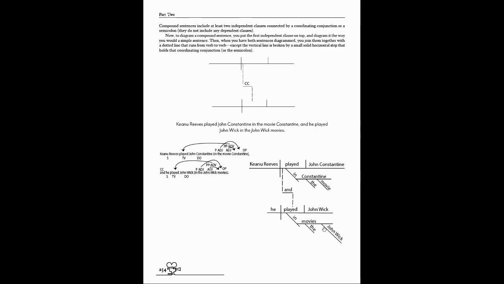He played John Wick where, and then we just do an "and" in between. So what you're doing is just taking sentences that are pretty basic, sentences that you're familiar with diagramming, and then you stick them together, because that's what you've done when you make a compound sentence.